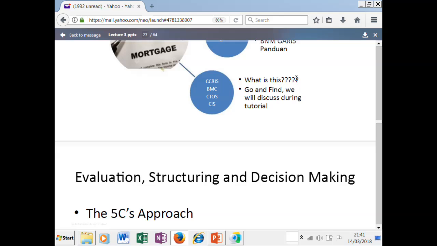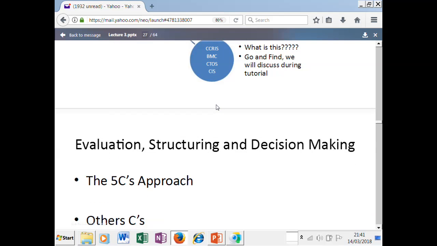And then CCRIS, BMC, SITOS, CIS. What's this? Go find and we'll discuss during tutorial. We don't pay this. BMC is Bureau Maklumat Cek. CIS ni, apa benda tu CIS? Basically this is all records, your payment record, debt record.